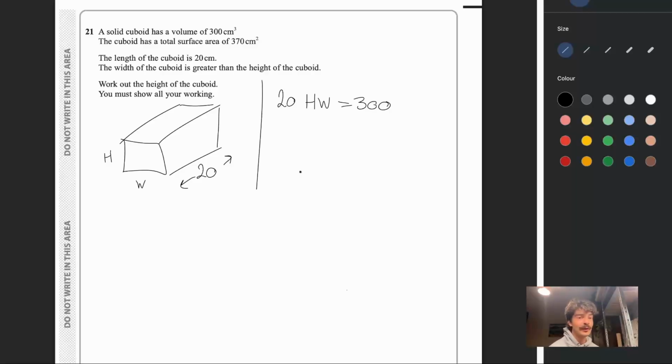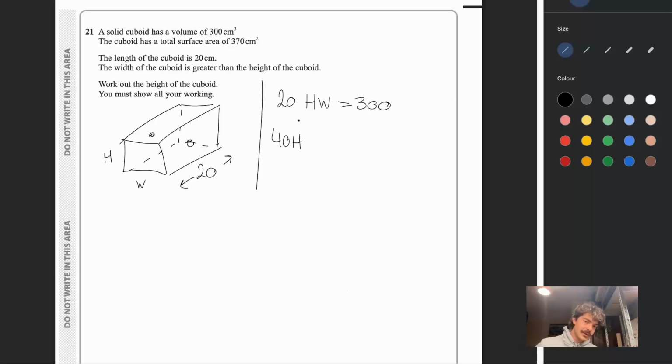But with the cuboid, you've got three different types of face, each of which appears twice. So take, for example, this face here. It also appears over here, which means that if we find it once, we can just double the value. So this face, for example, would be 20h. We've got it twice, so it's going to be 40h.